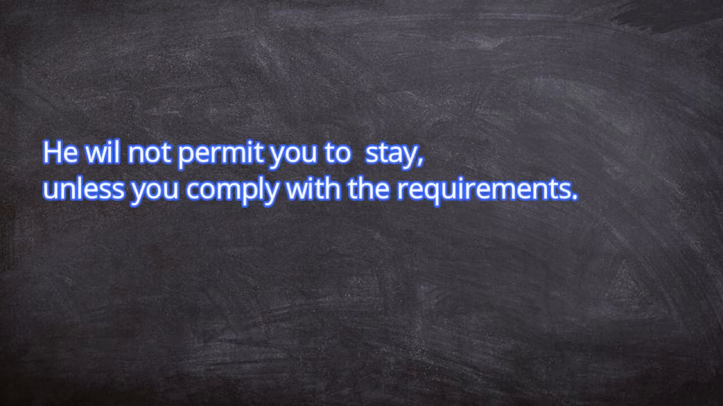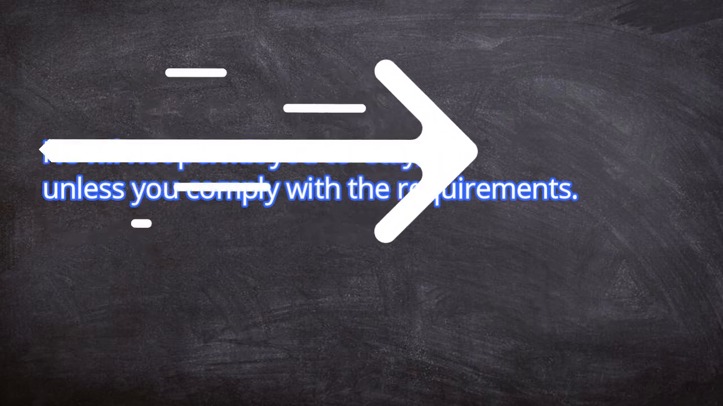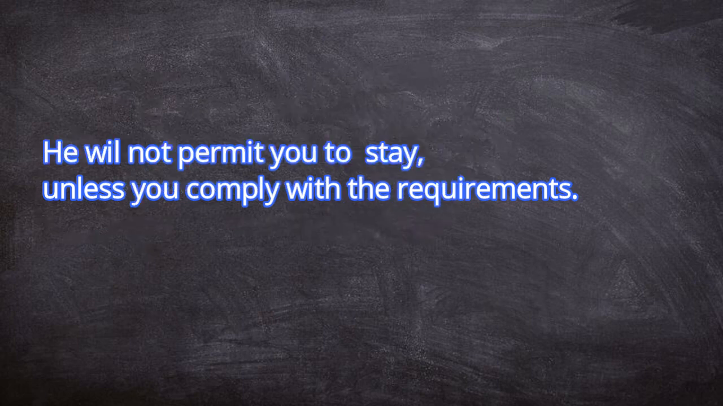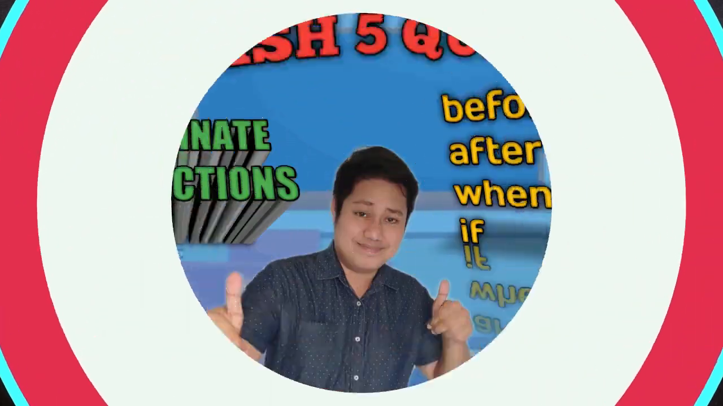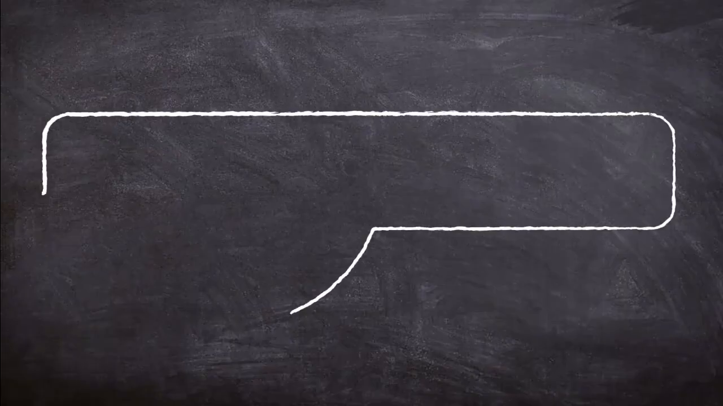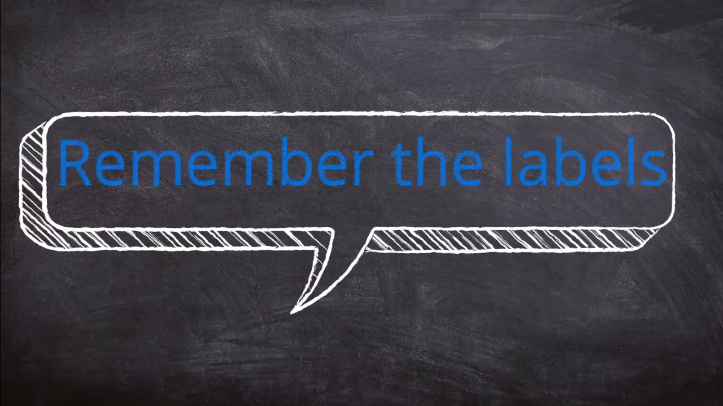Next example, he will not permit you to stay unless you comply with the requirements. Dito ang ginamit natin ay unless bilang subordinating conjunction. Simula sa unless hanggang sa ating requirements, tawag doon ay dependent clause or subordinating clause. Simula sa he hanggang stay, ang tawag doon ay independent clause. Alright, so I hope natutunan ninyo yun. Next, let's proceed.